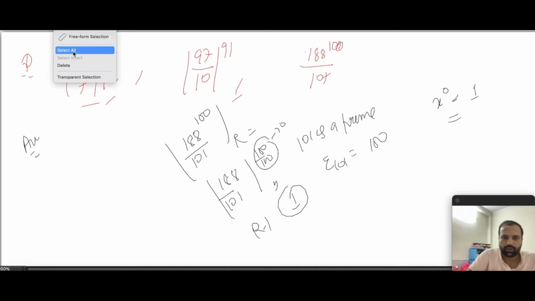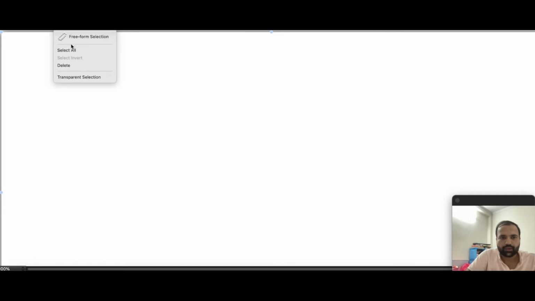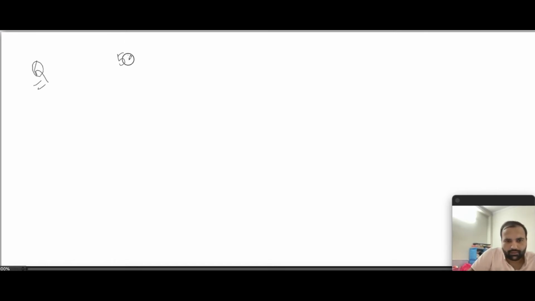So I hope you are quite clear with the Euler number, and also with how the concept of the Euler number can be used to find the remainder. Okay, so now let's look at this question. It should be 50 by 53. Again, find the remainder.